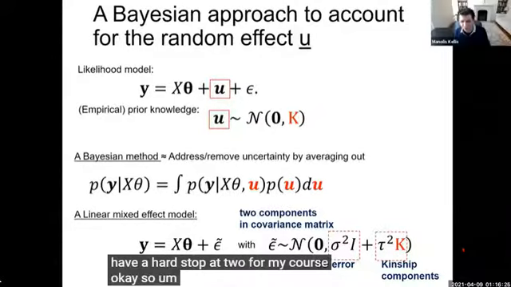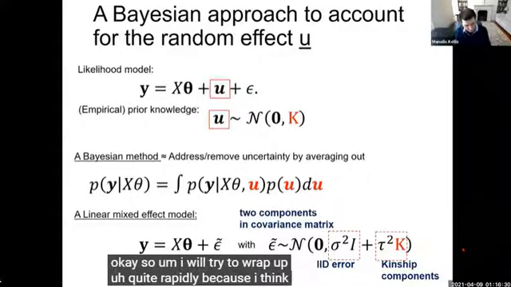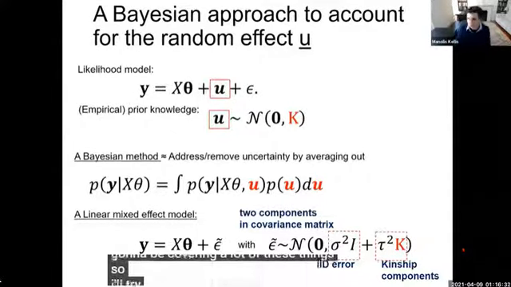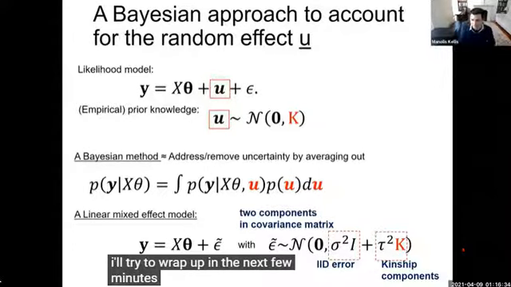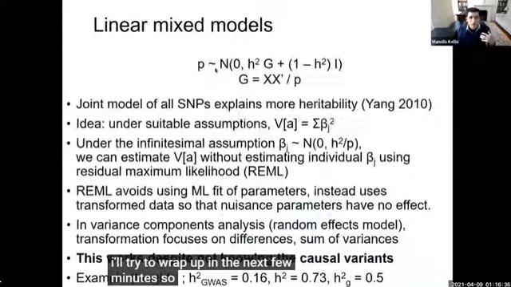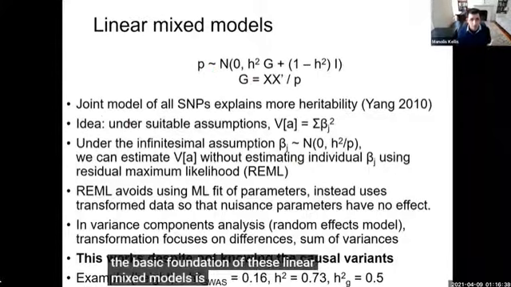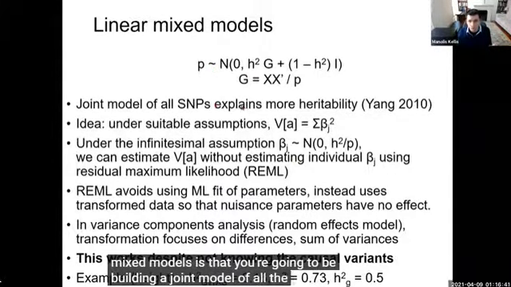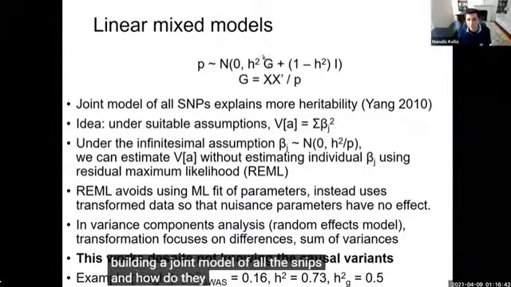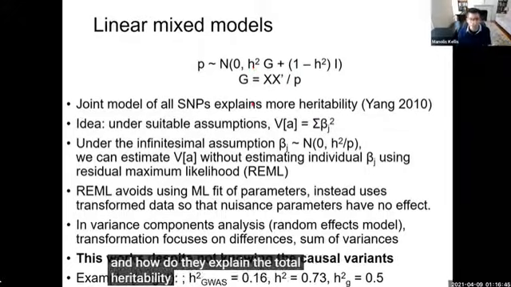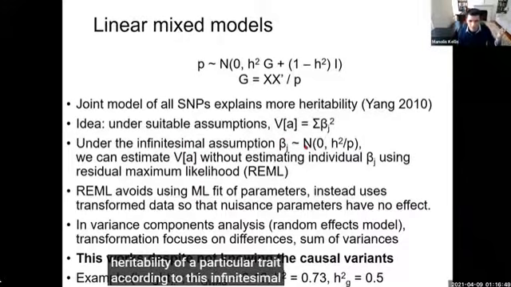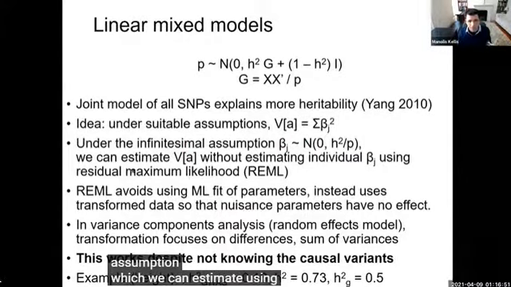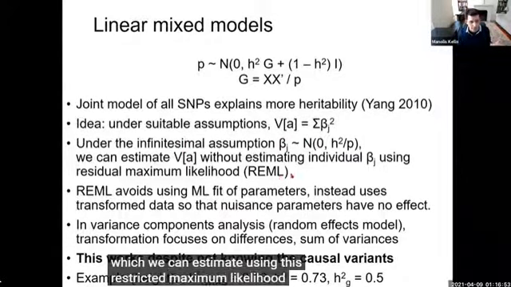Okay, so I will try to wrap up quite rapidly because I think you're going to be covering a lot of these things. So I'll try to wrap up in the next few minutes. So the basic foundation of these linear mixed models is that you're going to be building a joint model of all the SNPs and how they explain the total heritability of a particular trait according to this infinitesimal assumption, which we can estimate using this restricted maximum likelihood model.